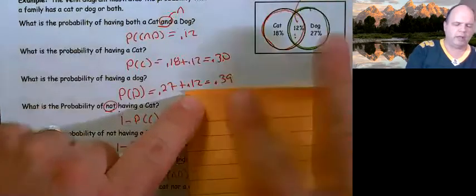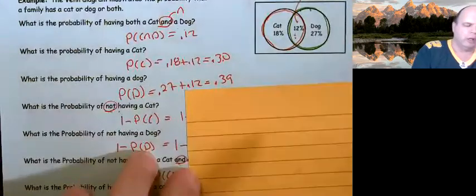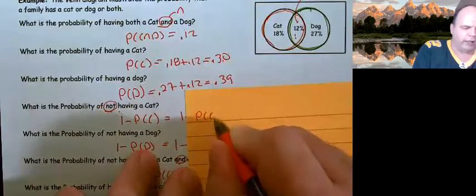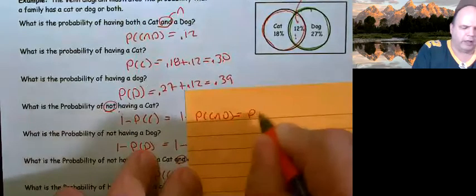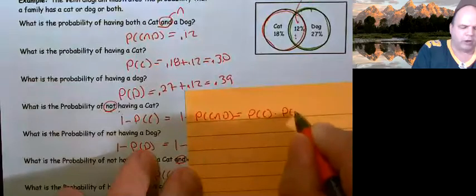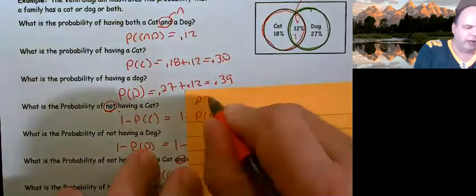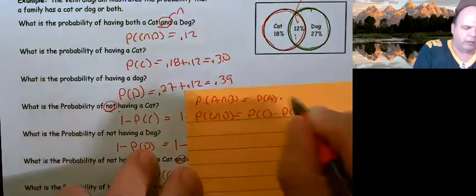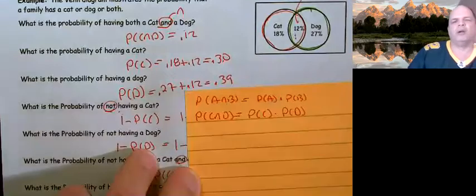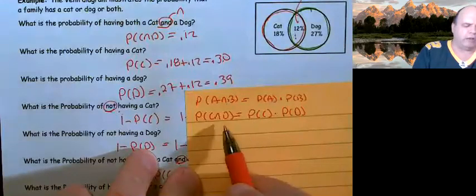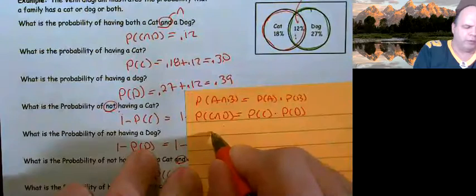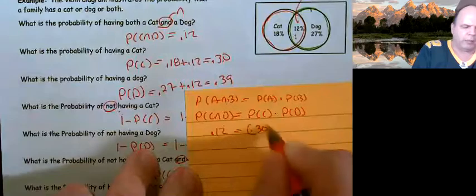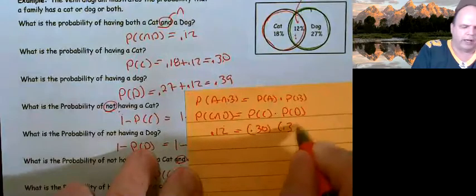Well, if they're independent, we can use the multiplication rule. So the multiplication rule said the probability of cat and dog equals the probability of cat times the probability of dog, because the probability of A and B equals the probability of A times the probability of B. Well, we know the probability of cat and dog, or both of them, is 0.12. The probability of cat is 0.30, and the probability of dog is 0.39.